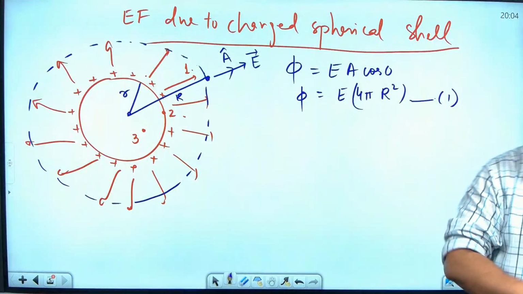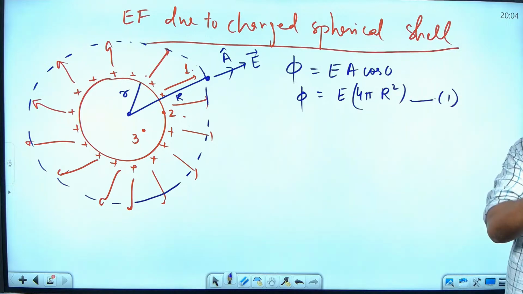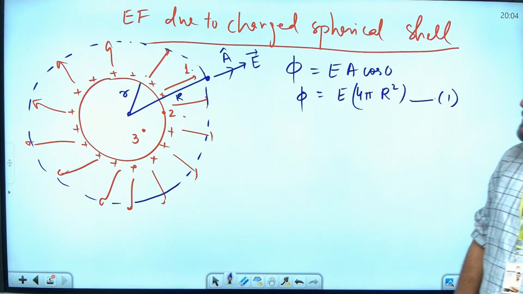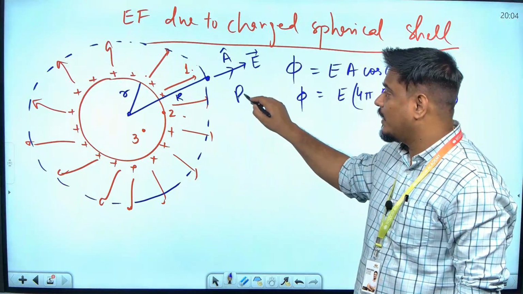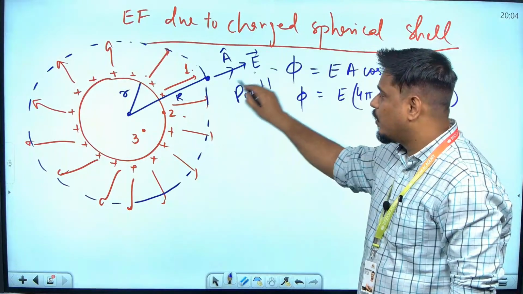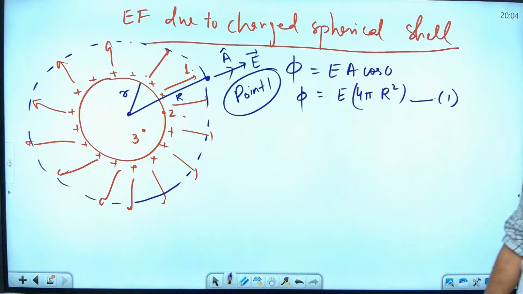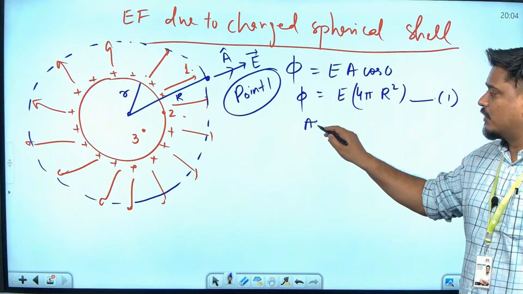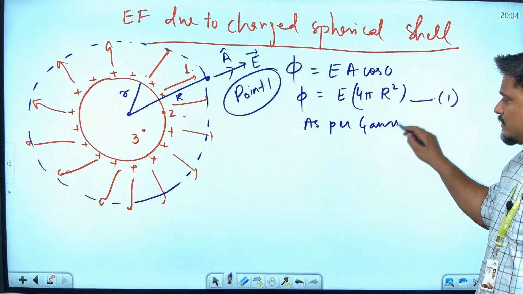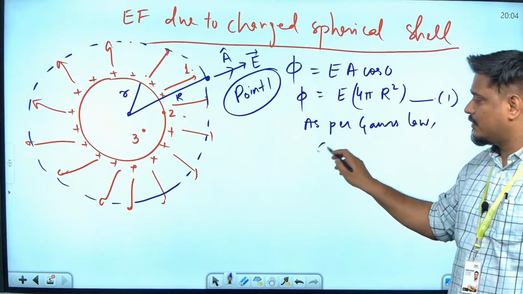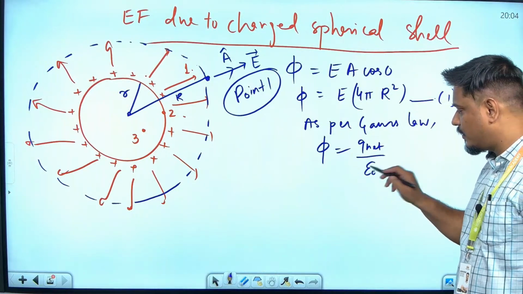Yes, sir. So E into 4 pi R square, cos 0 is 1. Is it clear to you what I have done? Next, see, whatever I am doing is for point 1. Whatever I am deriving is for point 1. Then I will go to point 2, then I will go to point 3. As per Gauss law, we know that flux is equal to net charge by epsilon naught.